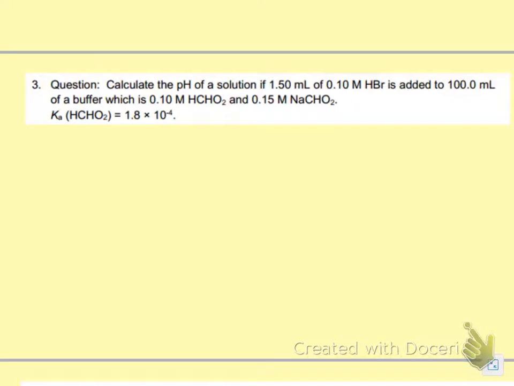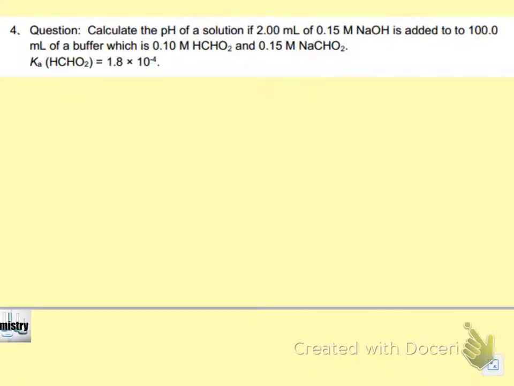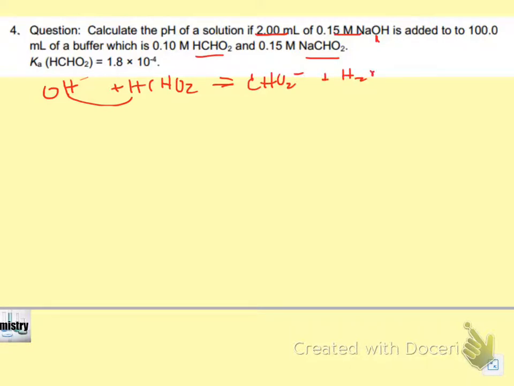Alright, so this one I want to calculate the pH. Let's do number 4. Calculate the pH of a solution if 2 milliliters of 0.15 molar NaOH is added to 100 milliliters of buffer, which has this and this. Okay, so let's take a look. I'm starting with hydroxide. I'm adding a strong base, right? So I'm going to say the OH minus plus the acid, the proton's going to leave, and I'm going to end up with CHO2 minus plus water, right? Don't need to worry about the water in the table.